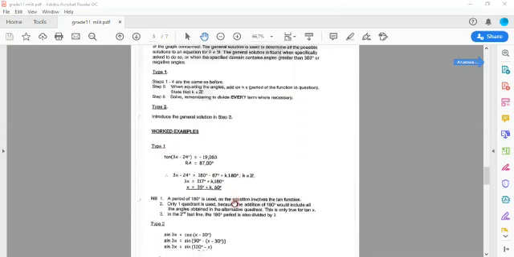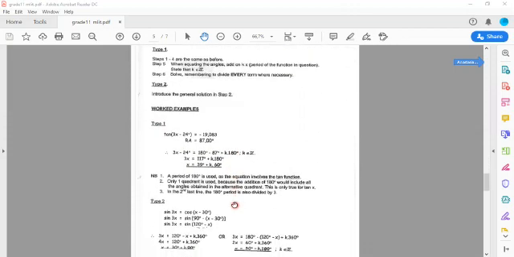So we're going to look at an example, and we're going to see now where we introduce the plus k times 360 or plus k times 180. This is called the general solution.